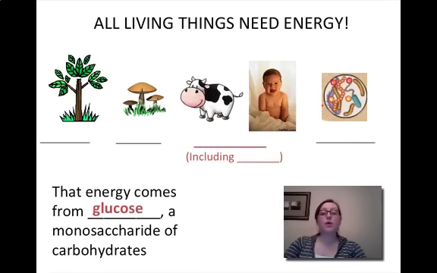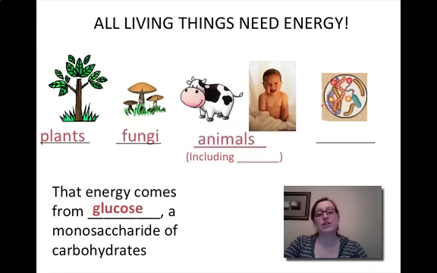Okay, so we know all living things need energy, and when we say all living things, we mean all of them. Plants, fungi, obviously animals, including humans, because you are an animal, even bacteria, so prokaryotic, eukaryotic, doesn't matter. Where do we get that energy from? Well, there's a conversion process. However, the energy comes from glucose, and remember that is a monosaccharide of carbohydrates.